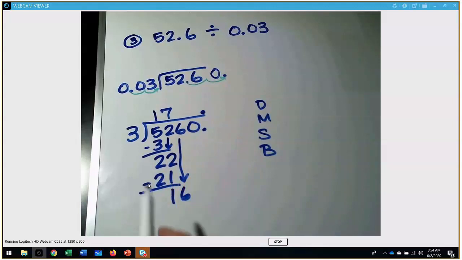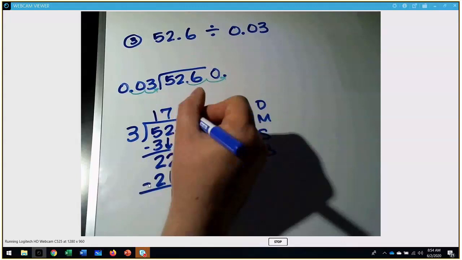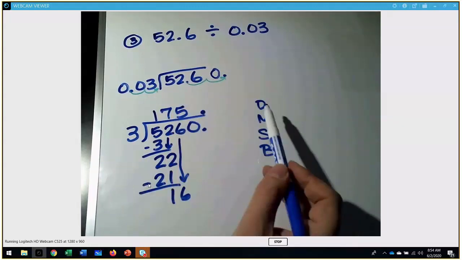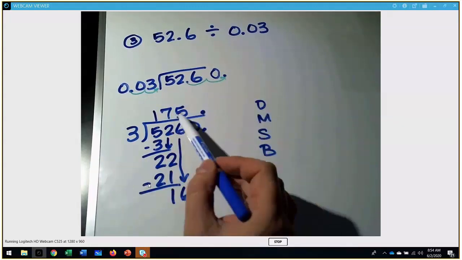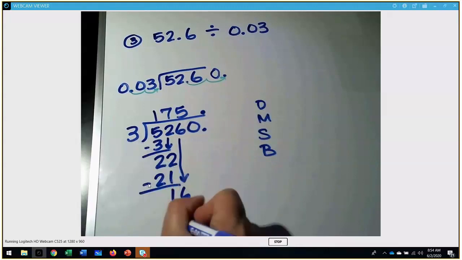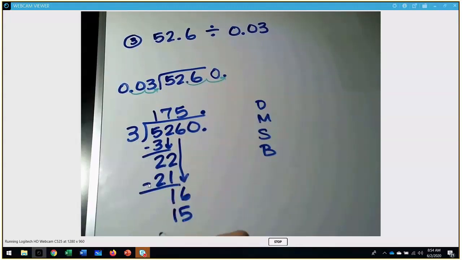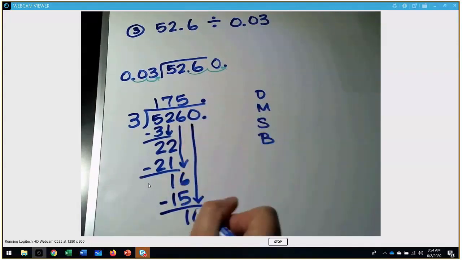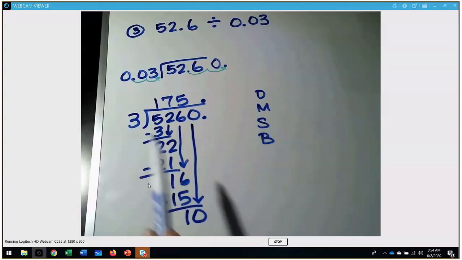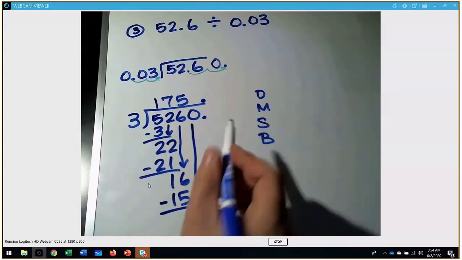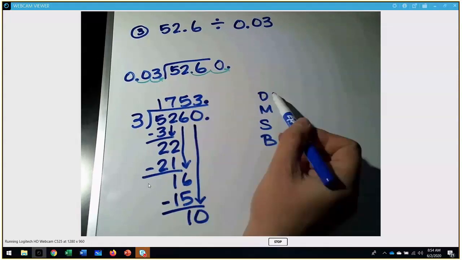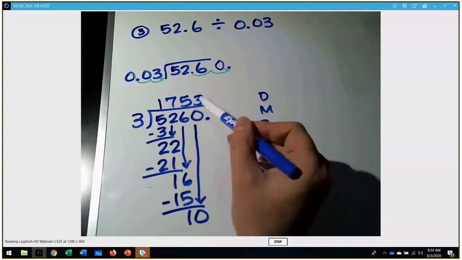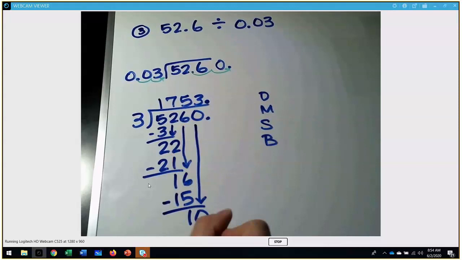And do it again. 3 will go into 16 5 times. That's the divide step. Then multiply. 5 times 3 is 15. Subtract. And bring down. Then 3 will go into 10 3 times. That's the divide. Multiply. 3 times 3 is 9.